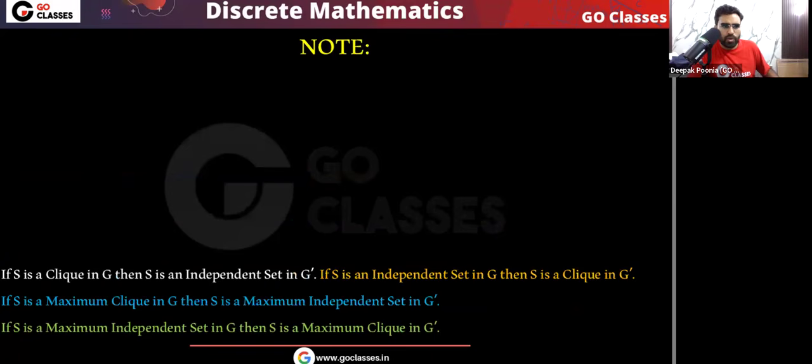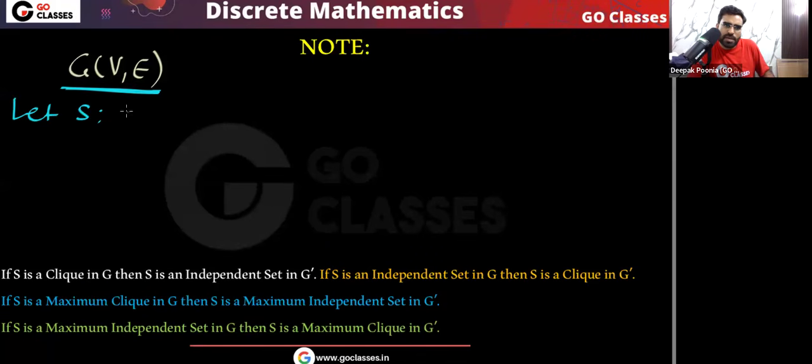Let me tell you just one more point. Let's assume you have this graph G(V, E), and in this graph G, let's assume that S is the largest clique. S is a maximum clique. If S is a maximum clique, then what is the size of S? The size of the largest clique is the clique number, and that is denoted by omega, omega of G.